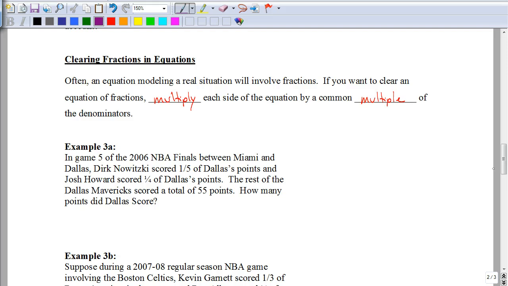Because this is really important. Sometimes we're going to have equations that involve fractions. And I don't know about you, but I really don't like working with fractions. If I can avoid using fractions, I do everything I can. I try to pull out any tricks that'll help me get rid of those fractions. And that's what I'm going to show you in a second here. Here's the trick. If you want to get rid of fractions, multiply each side of the equation by a common multiple of the denominators. So let's look at this problem.